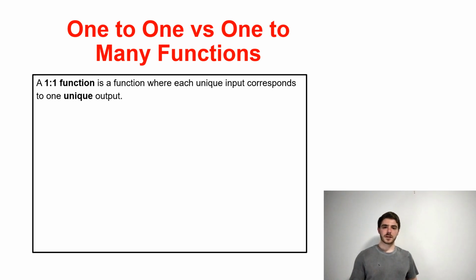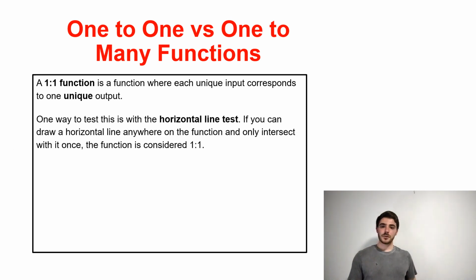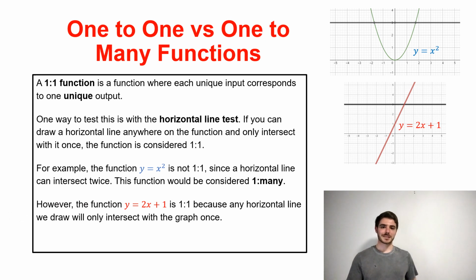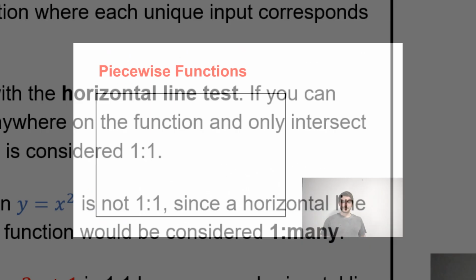You can determine if a function is one-to-one or one-to-many with the horizontal line test. If you can draw a horizontal line anywhere on the function and only intersect that function once, then that function is one-to-one. Otherwise, it's one-to-many. For example, the function x squared is a one-to-many function because that horizontal line can intersect twice. However, if we look at the function 2x plus 1, we see that it is one-to-one because we can draw a horizontal line anywhere along that curve and only intersect with the function once.